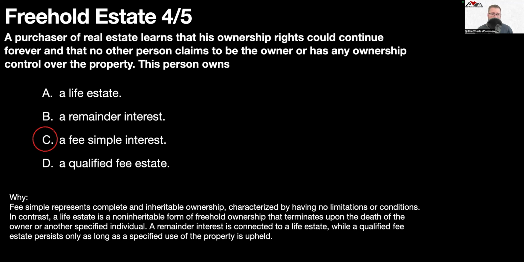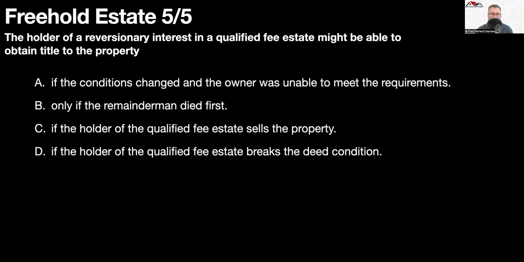In contrast, a life estate is a form of freehold ownership that terminates upon the death of the owner or another specified individual. A remainder interest is connected to a life estate, while a qualified fee estate persists only as long as specified use of the property is upheld.